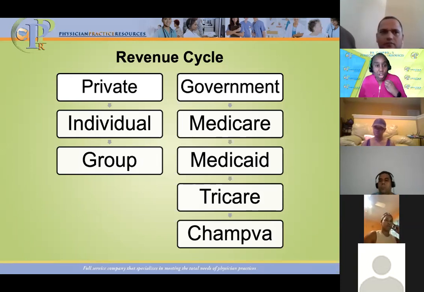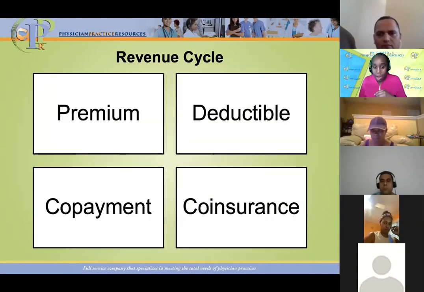All right. Terminology that you need to be familiar with when your patient is at the point of service for patient access are premium, deductible, co-payment, and co-insurance. So what is the premium?